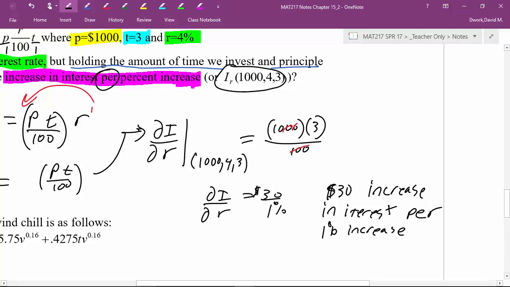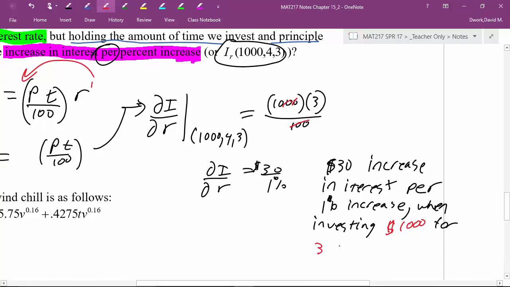But we need to mention the other variables that got used in the equation. What values did I have to substitute in? These are key. And so I'm going to put a comma and put when. When what? When investing $1,000 for 3 years.